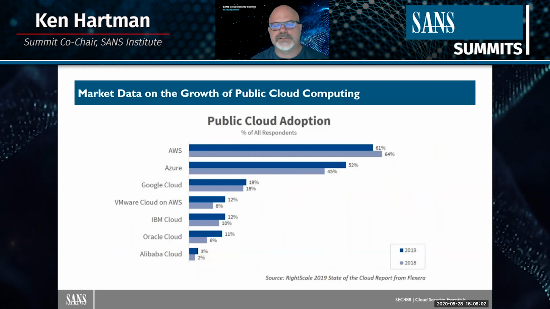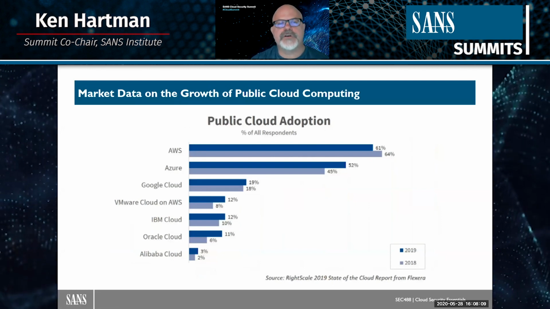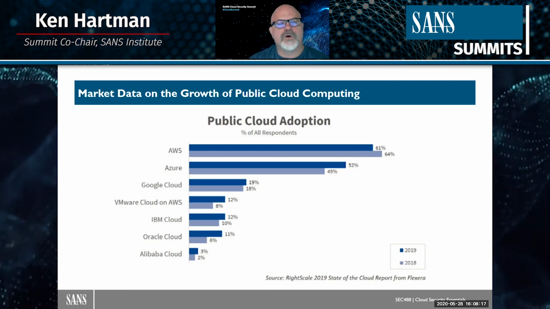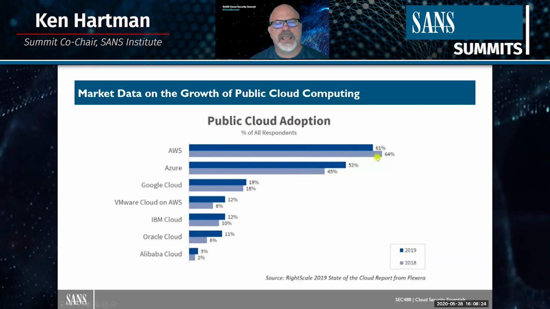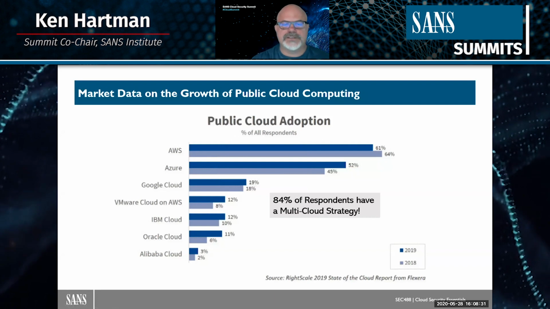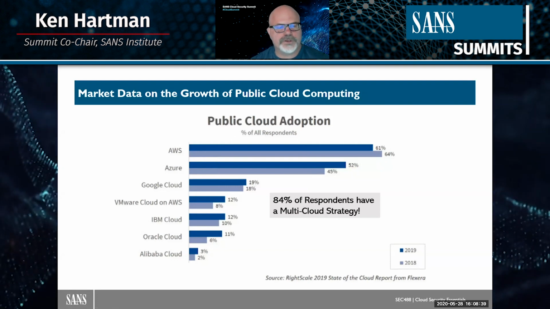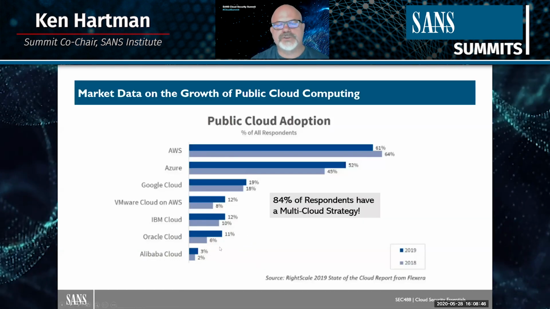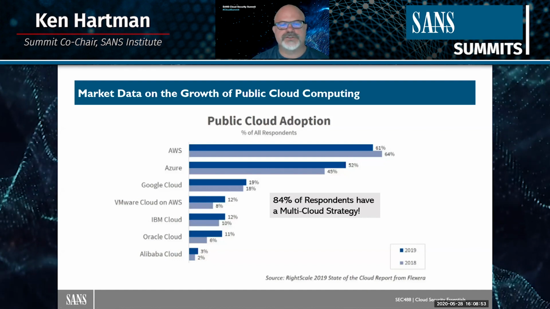RightScale has, for the last several years, been doing what they call their State of the Cloud report. It is essentially a survey of a bunch of different businesses, enterprises, as to what different trends they're seeing in the cloud. Now, from this, we're seeing that 61% of respondents said that they're using AWS, and 52% said that they're using Azure. So one of the main takeaways was that 84% of respondents have a multi-cloud strategy. Now, you do see numbers from Alibaba down here, and that's coming in at 3%. Now, it's quite unlikely that RightScale had much penetration into China in terms of getting responses to their survey.